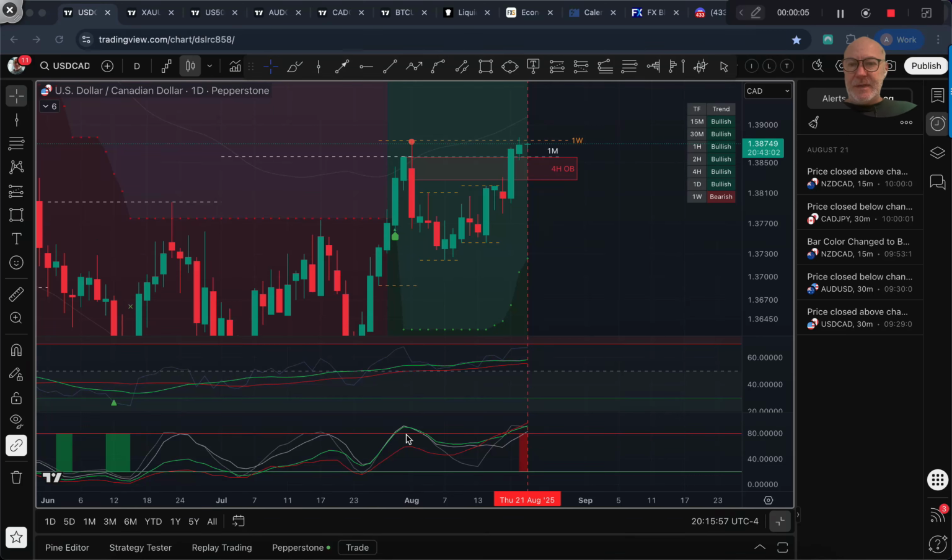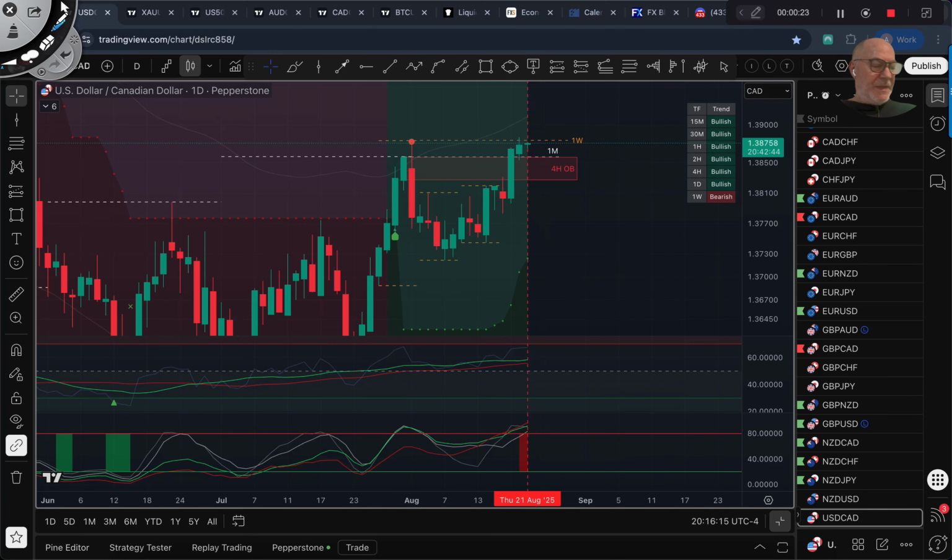Okay, traders, we're looking at the dollar CAD. So a couple of things about this. We have an alert here on the daily time frame, the 1D. It's overextended, and I'm always looking for the pullback into equilibrium. We don't see that yet.